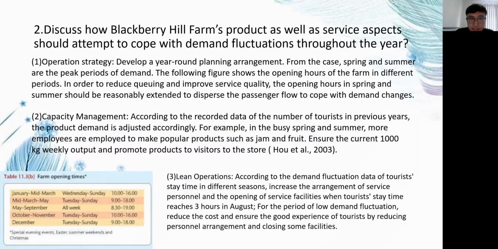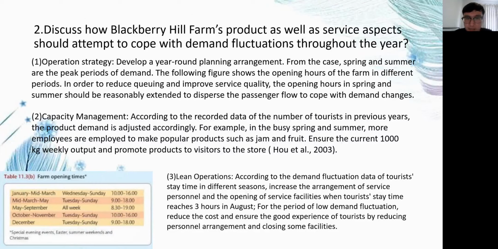The second is how Blackberry Hill Farm products and service cope with demand fluctuations throughout the year. I want to divide them into 3 aspects. The first is operational strategy. Develop a year-round planning regimen.